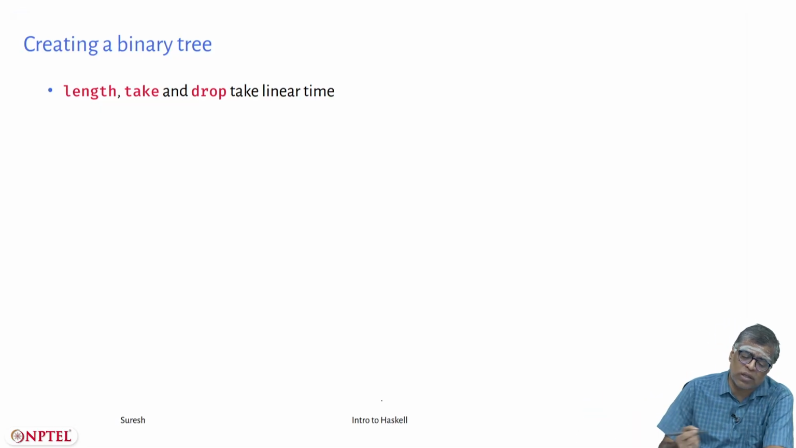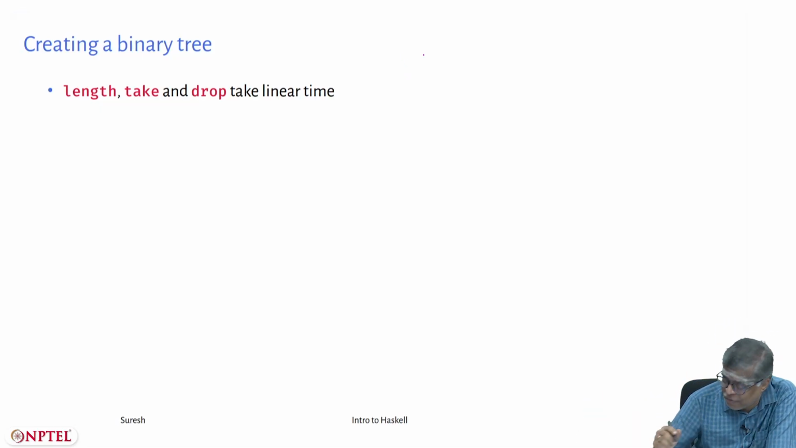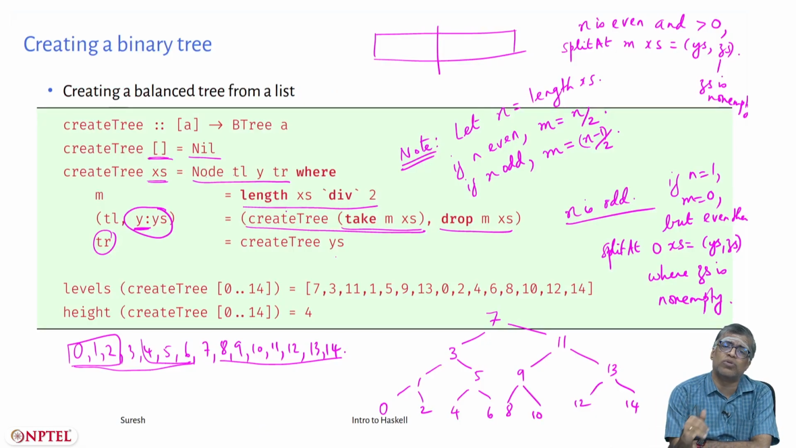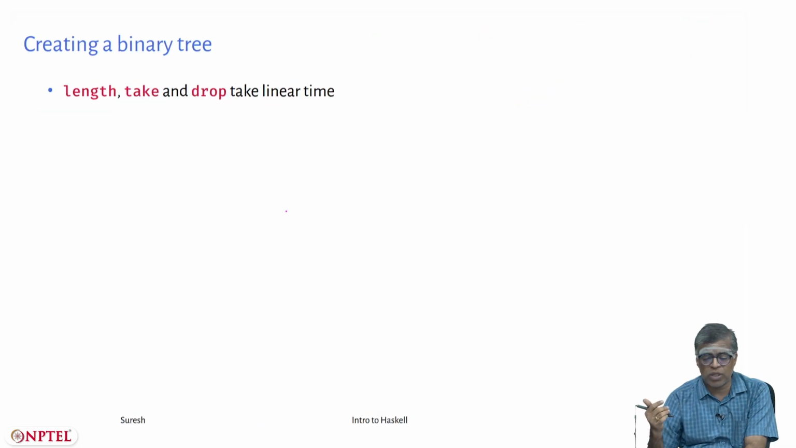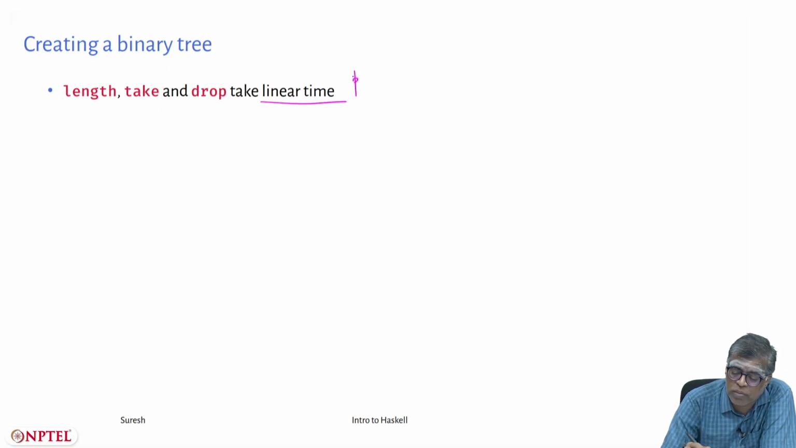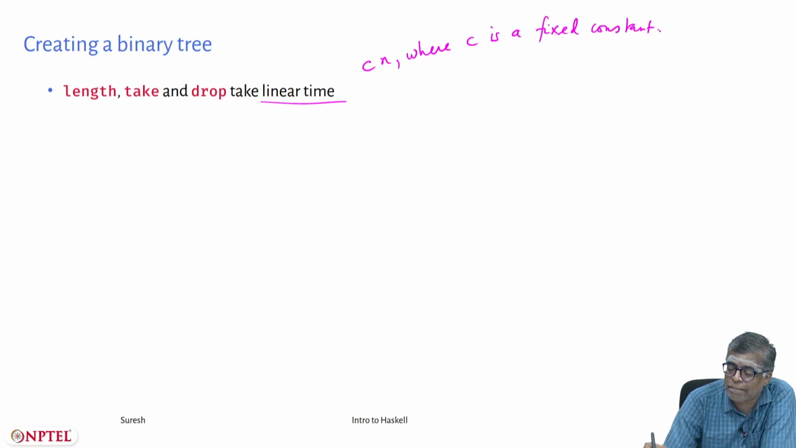So clearly length, take and drop take linear time. So at every point in the recursive call, as you would have noticed, I would have to do this length xs div 2. So I have to calculate length, I have to do take m, I have to do drop m. So these things take linear time for the list. So they take time proportional to some c n, where c is a fixed constant. n is the length of the list.